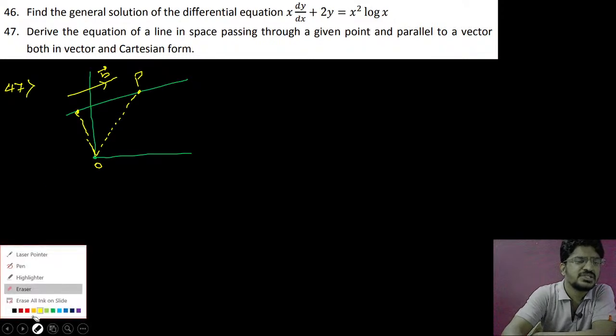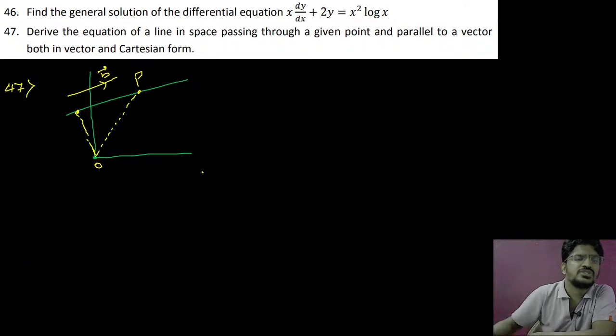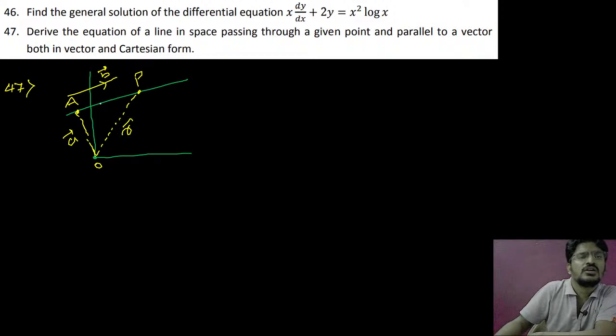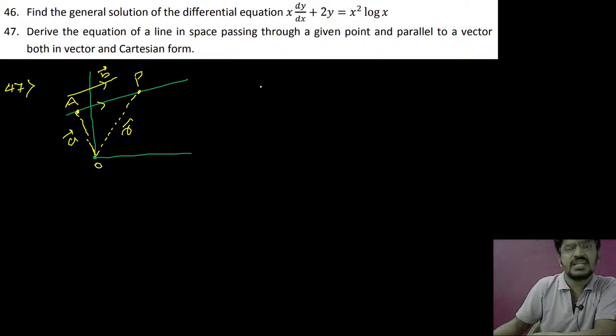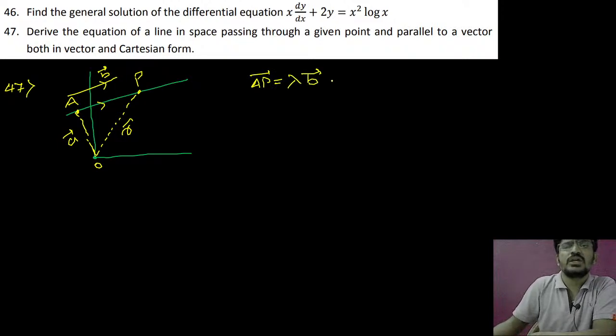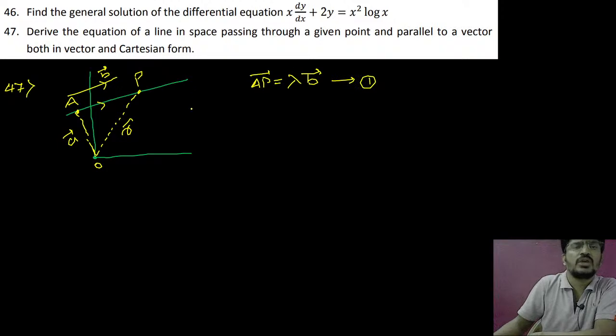OA vector is position vector of point A. Clear? I will take this as vector A. I will take this as vector R. So now clearly you can see that vector AP is equal to lambda times of vector B. Take this as equation 1, because vector AP is parallel to vector B.